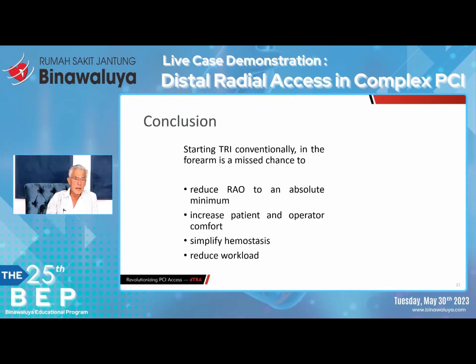I think that starting TRI conventionally in the forearm, you will miss a chance to offer the patient extra advantages like a reduction of radial artery occlusions, like increased patient and operator comfort by simplified hemostasis and reduced workload for the staff who is taking care of the patient after the procedure.